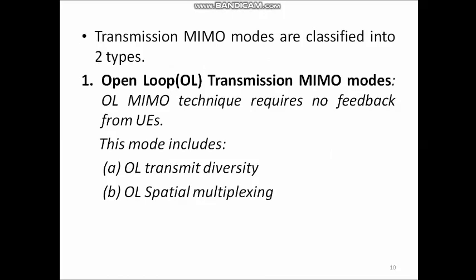Okay, transmission MIMO modes are classified into two types: open loop transmission MIMO modes and closed loop transmission MIMO modes. This open loop MIMO technique requires no feedback from user equipment, and this mode includes open loop transmit diversity and open loop spatial multiplexing. For the open loop transmit diversity, the space frequency block coding is used, SFBC. We have discussed this under Alamouti code and SFBC topics. And open loop spatial multiplexing can be used only if the channel rank is more than 1.